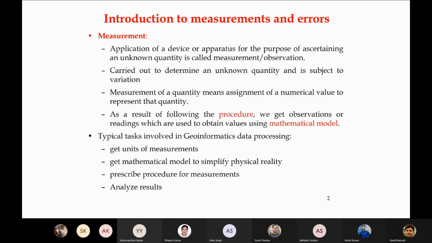Okay. So the typical tasks involved in geoinformatics data processing are to get units of measurements, get a mathematical model, prescribe a procedure for measurements, and then analyze the results. It's a very basic four steps in our field. So we'll get units of measurements, get a mathematical model to simplify physical reality, prescribe a procedure for measurement, and then analyze results. Okay. So this is the overall basic intro to what we are doing in measurement and errors.